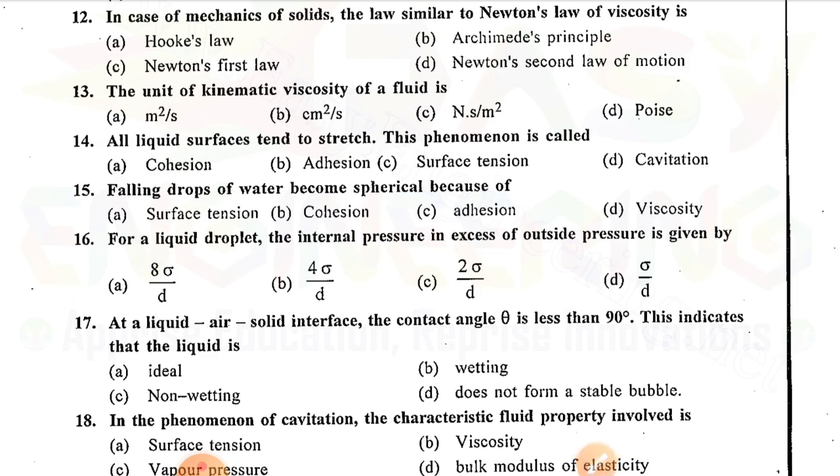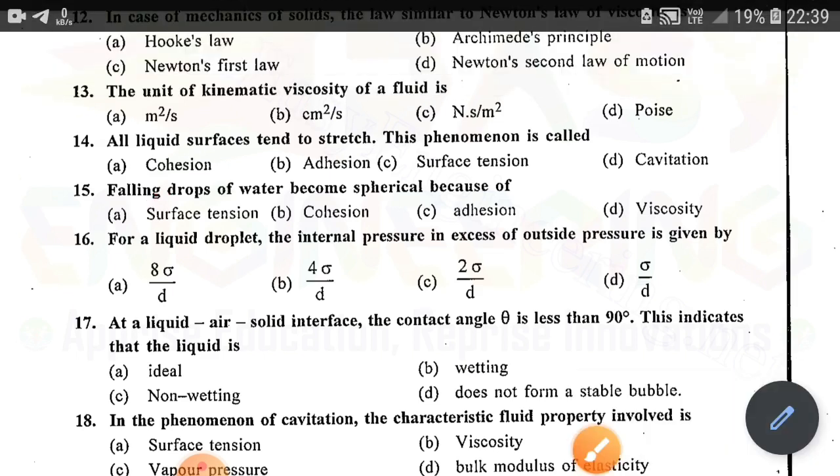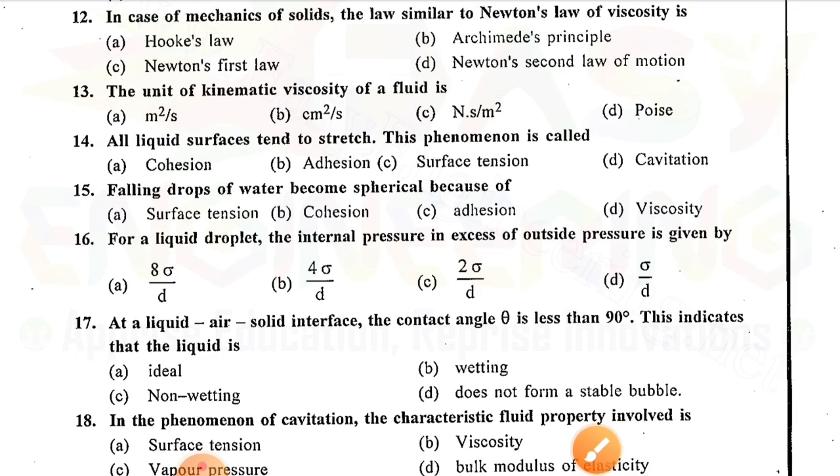Question number 15, falling drops of water become spherical because of, option A is correct, surface tension. Question number 16, for a liquid droplet, the internal pressure in excess of outside pressure is given by, option B is correct, 4 sigma by D.